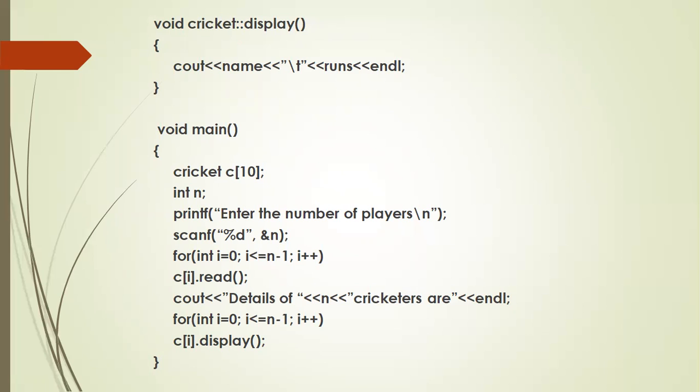So this is how an array of objects is created and how we can call the member function with every object. When there are many objects, we make use of the for loop as shown here.